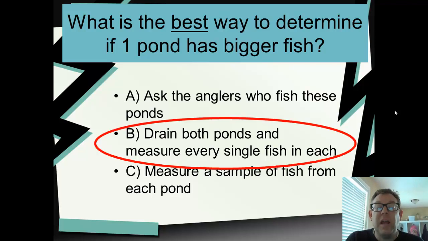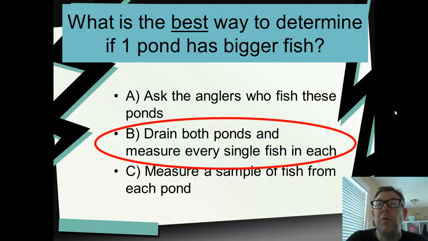Well, the correct answer is actually B. Now, if you look at A, if we ask the anglers which pond has the larger fish, anglers are the biggest bunch of liars on the planet. So that's not a very good answer. B does not sound like a great answer, but it is actually the best way to determine if one pond has bigger fish. If we measured every single fish in both ponds, then there's no question. It would be clear which one has larger fish. So that's the best way to determine it.